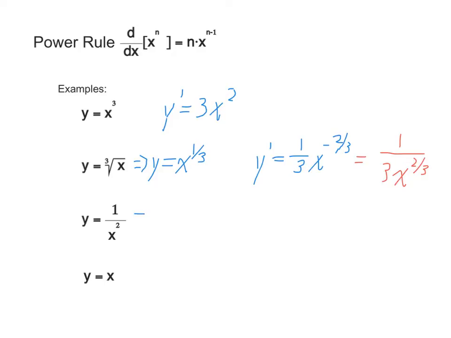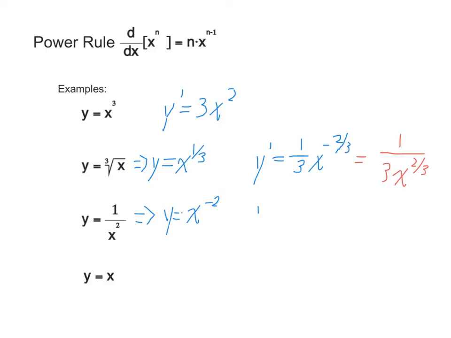Okay, the next one. This one also needs to be rewritten. There's no rule so far for fractions. I'm going to rewrite this one with a negative exponent. y equals x to the negative 2. Again, this was something you practiced in your summer assignment specifically for this task.